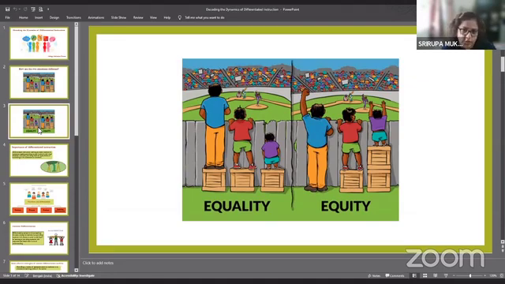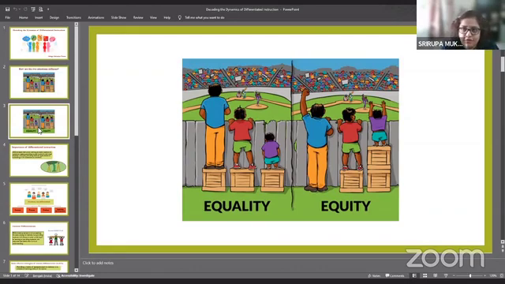In the first picture, where the same resources have been provided to the three individuals, we have ensured equality because it's the same facility or the same resource that has been provided to all the individuals or all the stakeholders involved. However, in the second picture, we have tried to provide the resources keeping in mind the requirements or the needs of the stakeholders involved.